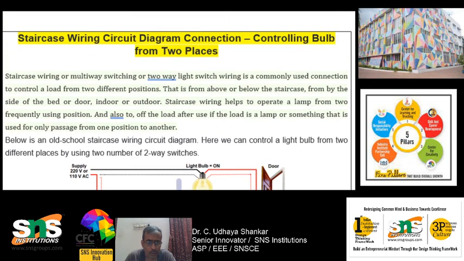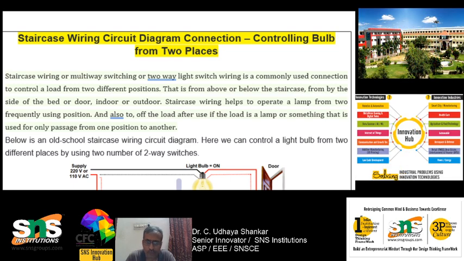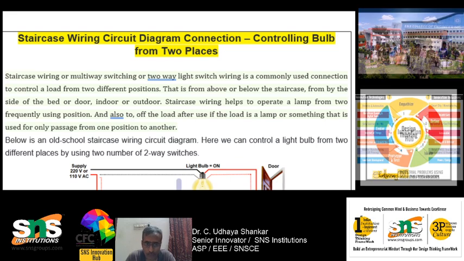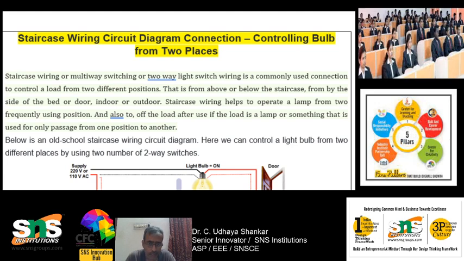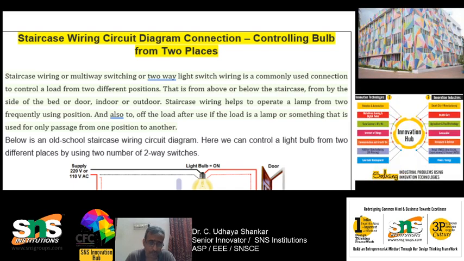Staircase wiring is also called multi-way switching, or two-way light switch wiring, and it is commonly used to control a load from two different positions, such as above or below the staircase, or side by side, or in a bedroom. For example, at the entrance of the bedroom you can have one two-way switch, and near the bed you can have another. Using this technique we can control a single load from two different ends. That is the main advantage of staircase wiring.